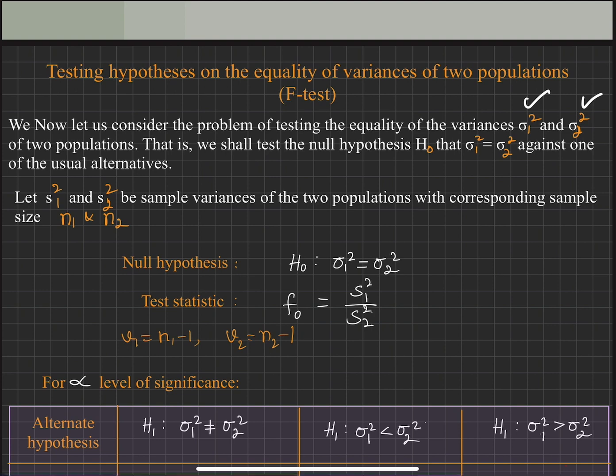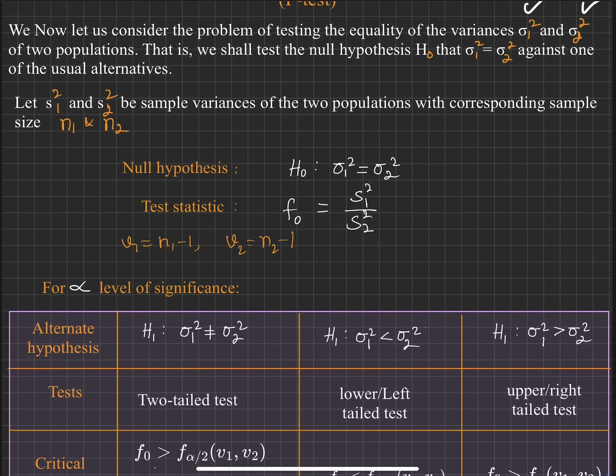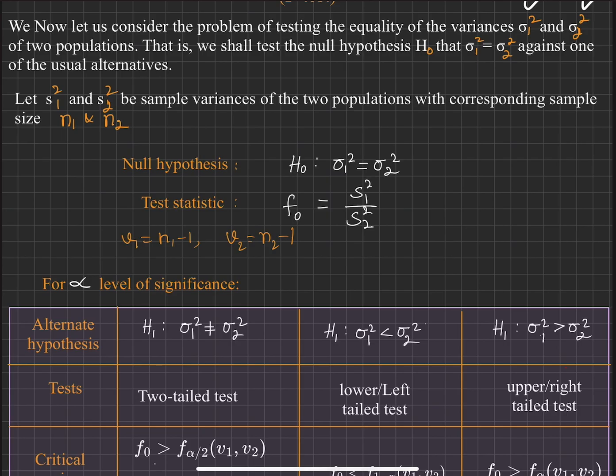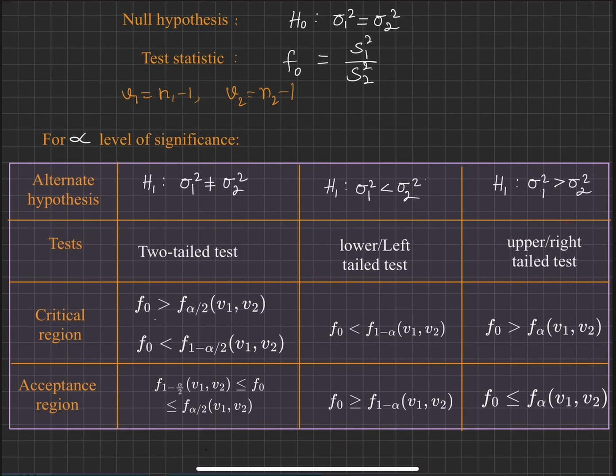Now, to test any hypothesis, we need a level of significance and an alternate hypothesis. Here, for a level of significance alpha, we can have three different cases of alternate hypothesis. First case is the variances of the populations are not equal, that is sigma 1 square not equal to sigma 2 square. Second case is the variance of the first population is smaller than the variance of the second population. And the third case is the variance of the first population is larger than the variance of the second population.